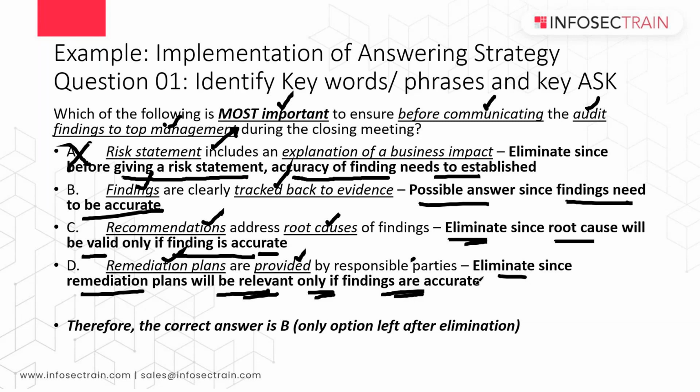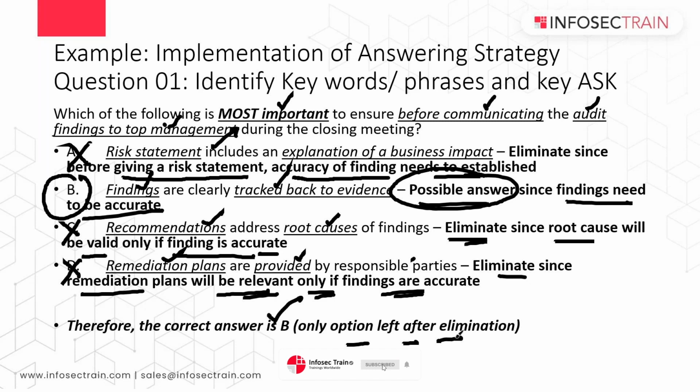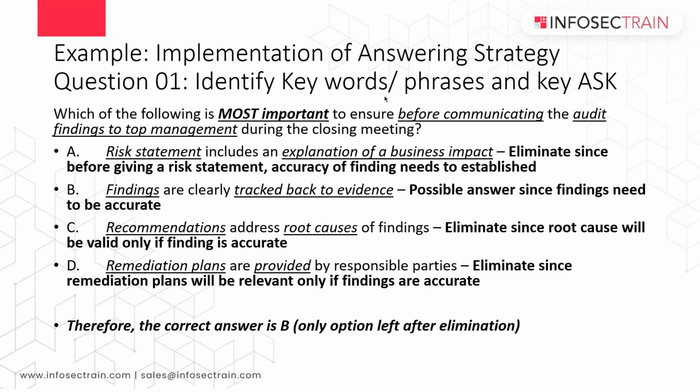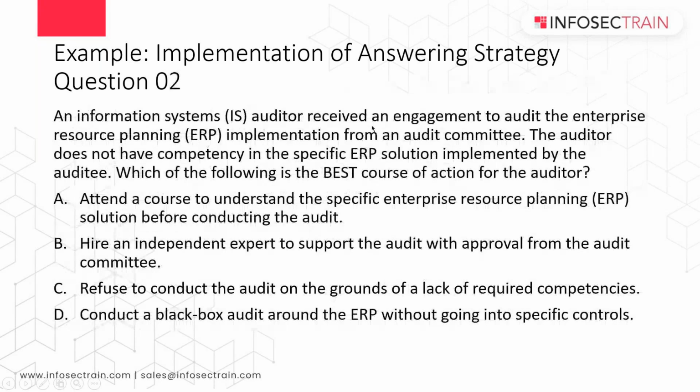So now in this situation, we have been able to eliminate three options, leaving only one option, which is a possible answer. And hence, the answer would be option B, the only option left after elimination. Now to understand this further, we will take one more such example. Again on your screen, you find a question. Please follow the same process.